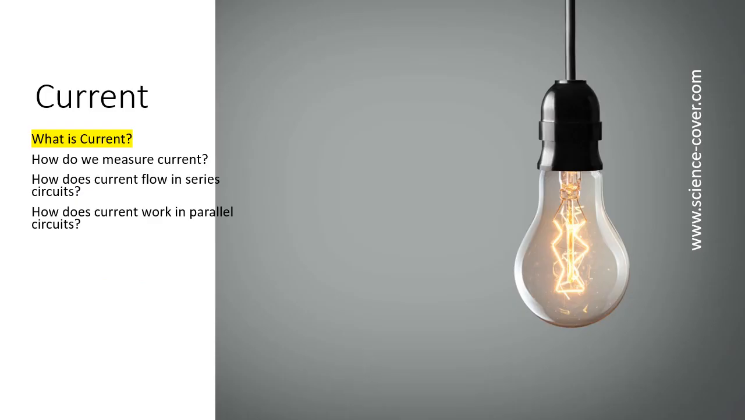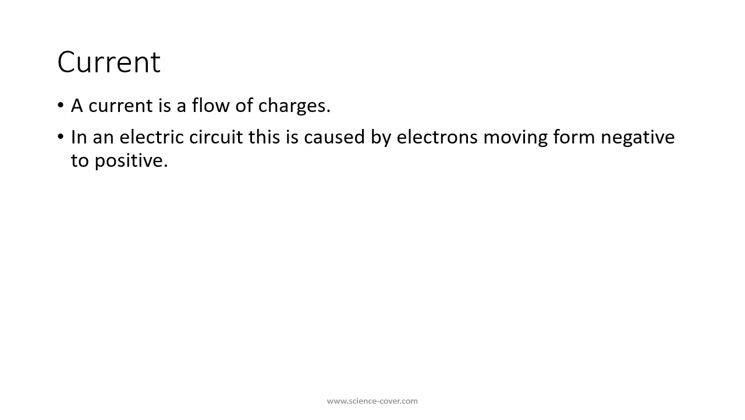Let's start this session by looking at what we mean when we talk about an electric current. A current is a flow of charge. This could be positive or negative charge. As long as the charges are moving, then we have a current. But in electrical circuits, we usually see electrons moving from negative to positive, and so electrons are negatively charged particles.